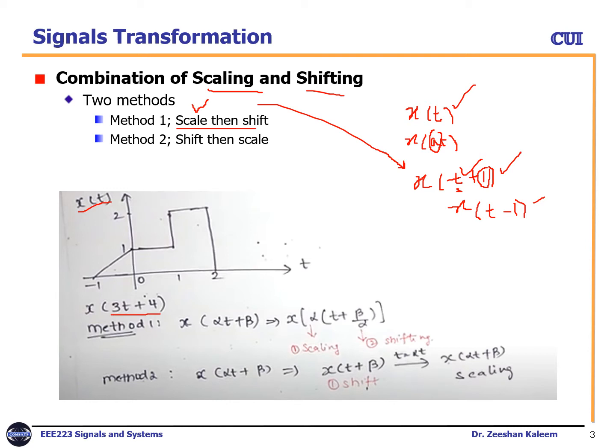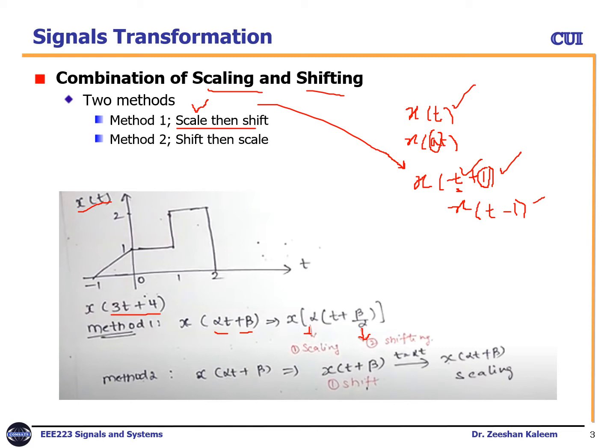We call this 3 here alpha to generalize the equation. So we have x of alpha t plus beta. So alpha t, for example alpha is 3 here, and the 4 we replace by beta. So for scaling and shifting, let's take alpha common here. If we take alpha common, then the signal becomes x of alpha times t plus beta over alpha, right? So the first part is the scaling factor, and then we have to shift by beta over alpha. So in two steps we will perform this operation.